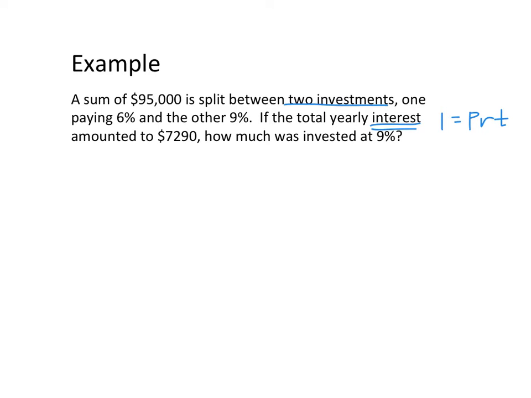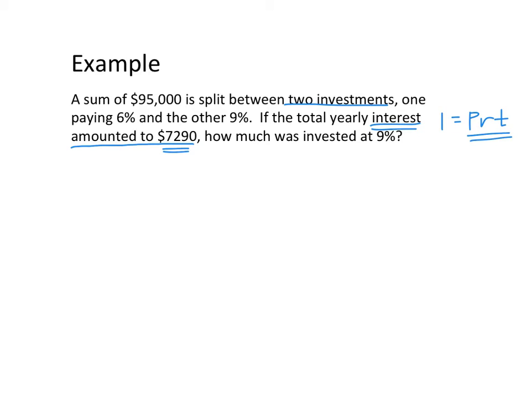If it says the interest amounted to $7,290, the interest then from the two accounts is adding up to that. So we want expressions for interest so that we can sort of use this 7,290. So if we want expressions for interest, then we want the principal, the rate, and the time so that we can use this formula to deal with them. And that works out well because the question is how much invested, the principal.